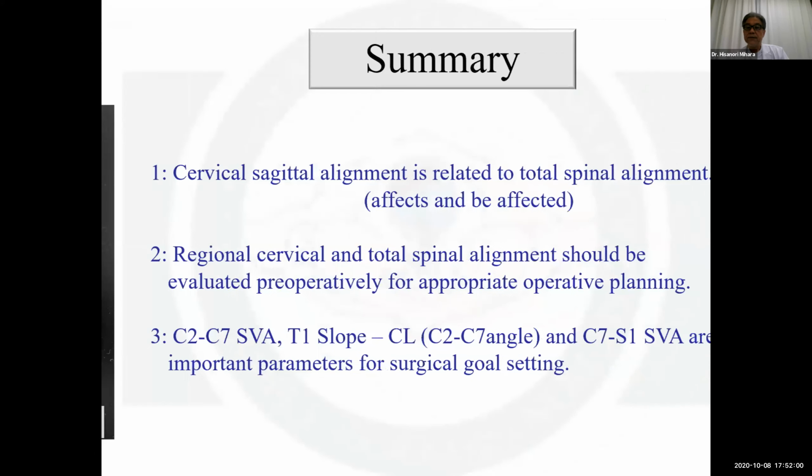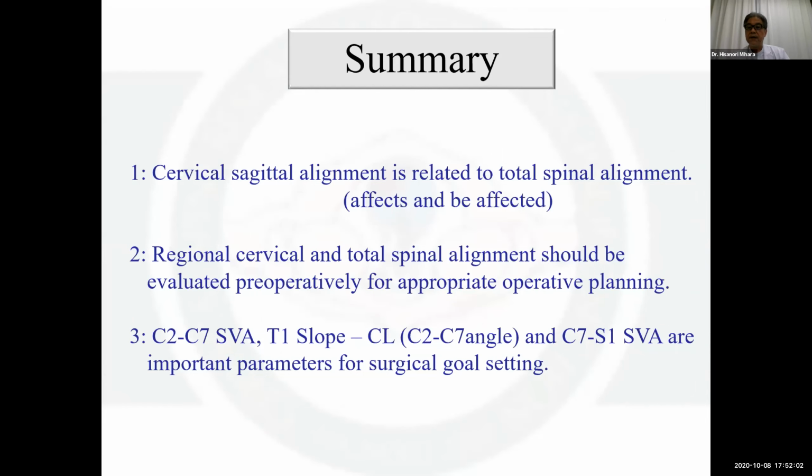I want to summarize the talk. First, cervical sagittal alignment is related to total spinal alignment. Second, regional cervical and total spinal alignment should be evaluated preoperatively for appropriate operative planning. Third, C2 C7 SVA, T1 slope minus CL, and C7S1 SVA are important parameters for surgical goal setting. Thank you for your attention.